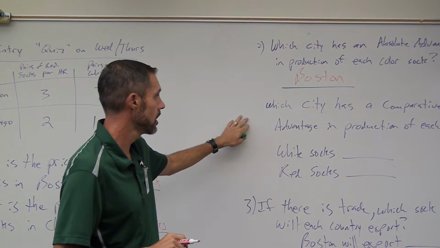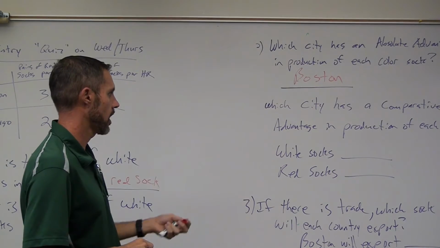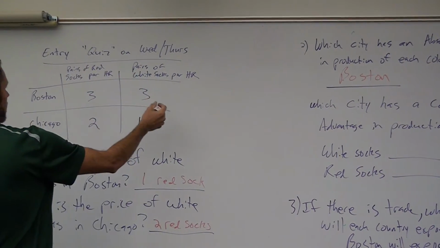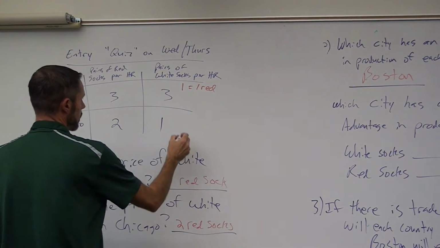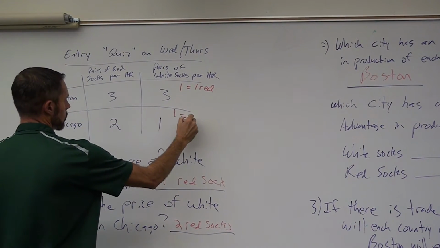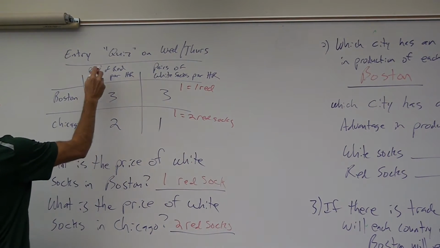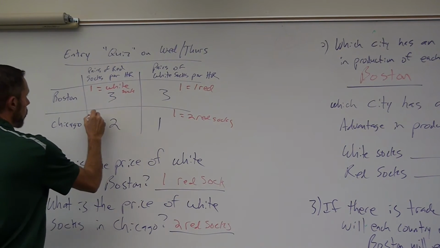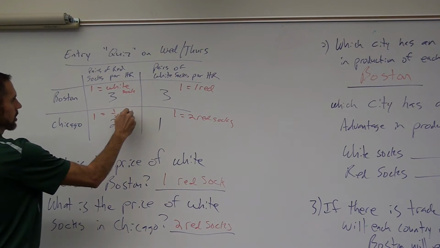So when we look at this, which city then has a comparative advantage in the production of each sock? Well, if we look at White Sox or Red Sox. So you go to here, for White Sox, it costs 1 Red Sox for 1 White Sox. But in Chicago, 1 White Sox equals 2 Red Sox. By the same token, in Boston, 1 Red Sox equals 1 White Sox. But 1 Red Sox here, we're only giving up half of a White Sox.